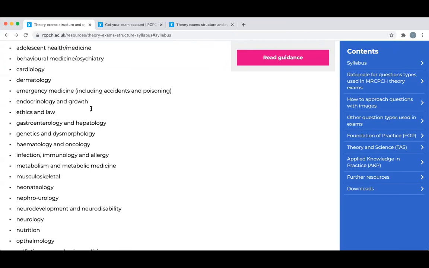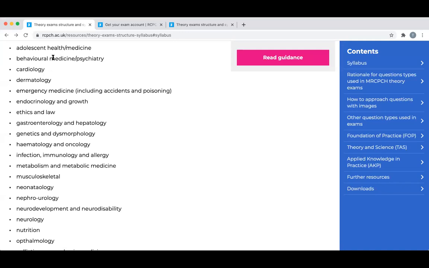Okay, so first see adolescent health. Adolescent health means teenager health and medicine. I can surely say this is the most neglected topic: adolescent health and behavioral medicine or psychiatry. This is the most neglected topic in MRCPCH. But every year, usually a question comes from this.